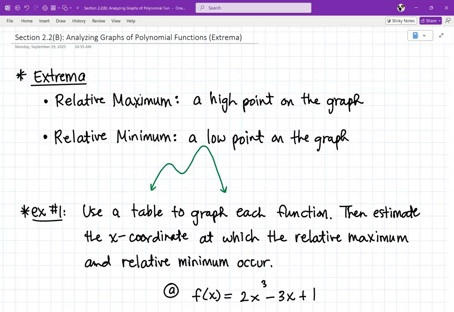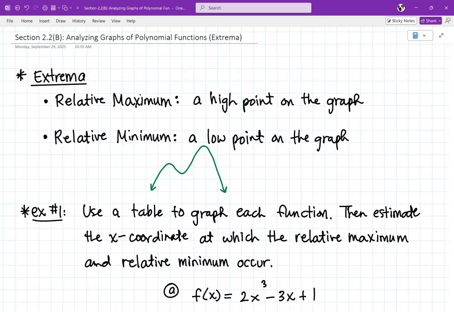Something like this has two relative maximums and one relative minimum. That means it has one low point down here, and then two high points. Now you might say, yeah, but one of them is higher than the other. Well, then we would say that the other one is called an absolute extrema, but we're not talking about that today. They can both be relative extremas.